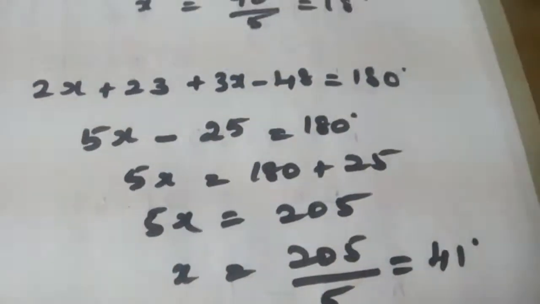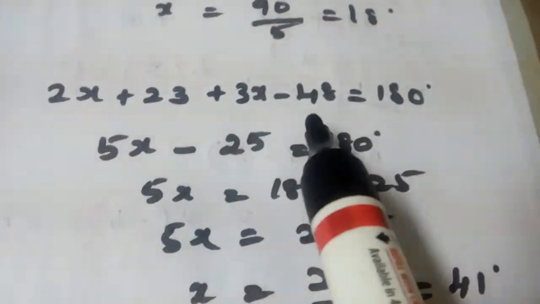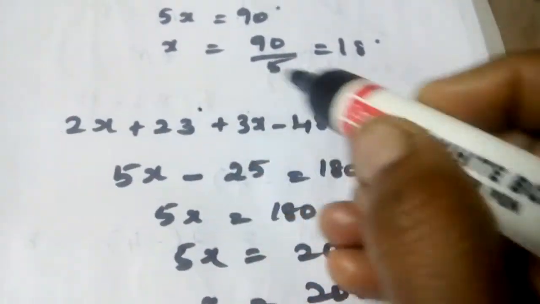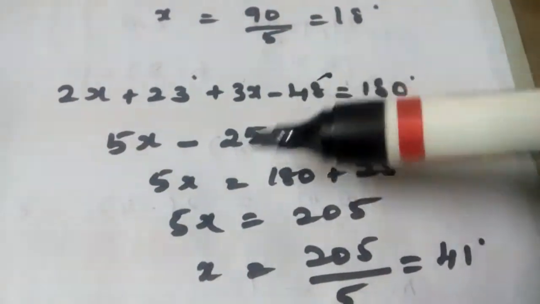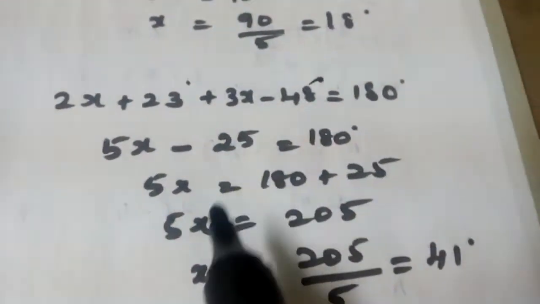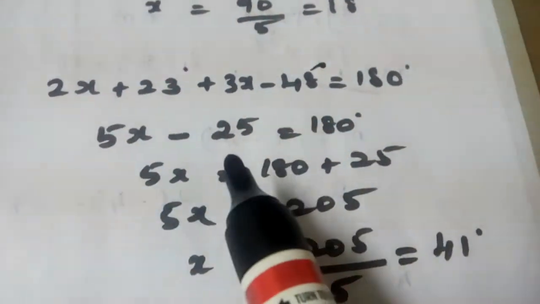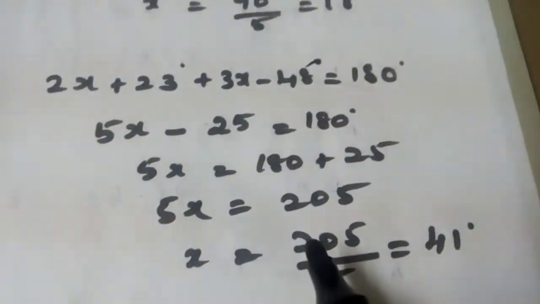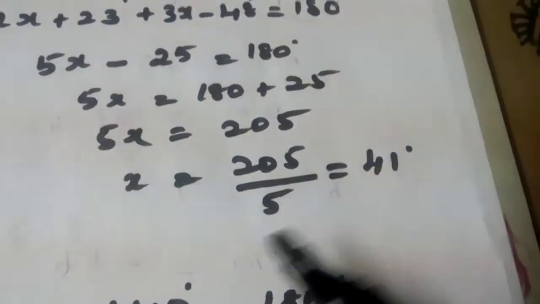Just let me show you now. See here, 2x plus 23 degrees plus 3x minus 48 degrees is equal to 180 degrees. Adding 2x and 3x gives 5x. And 23 minus 48, you will be getting minus 25, which is equal to 180. So 5x equals, if this 25 goes that side, automatically it is 205. So x is equal to 41. So the value of x is 41.